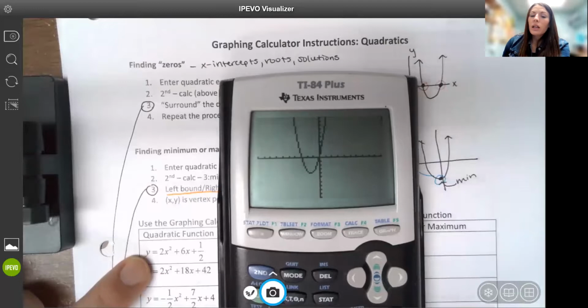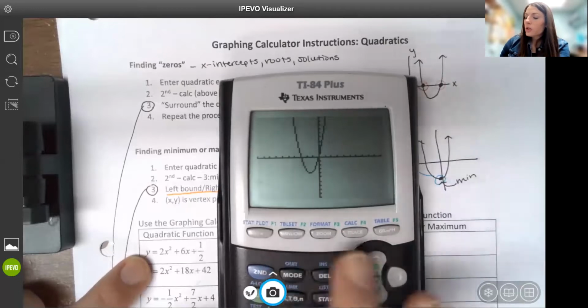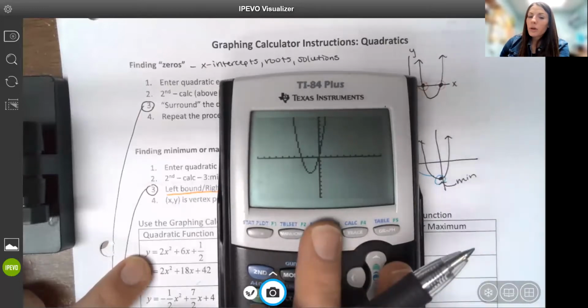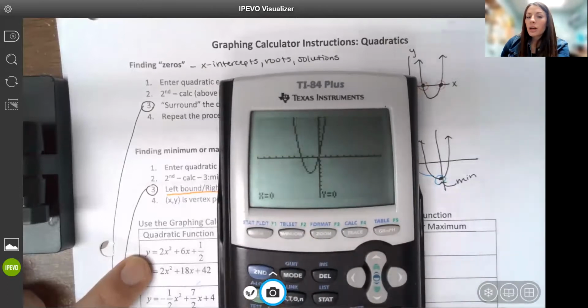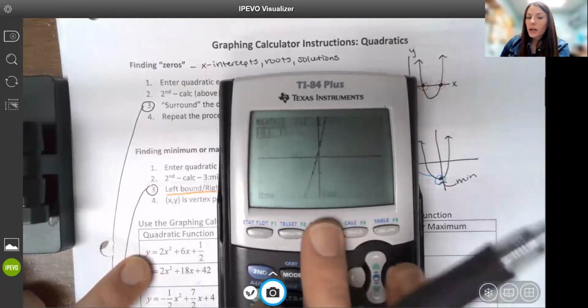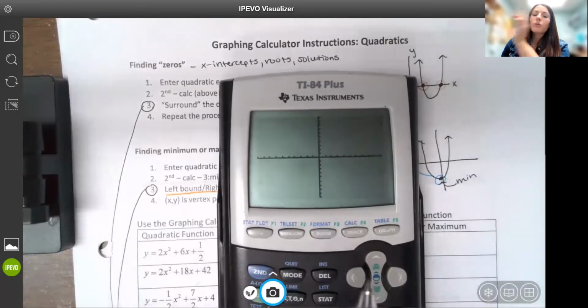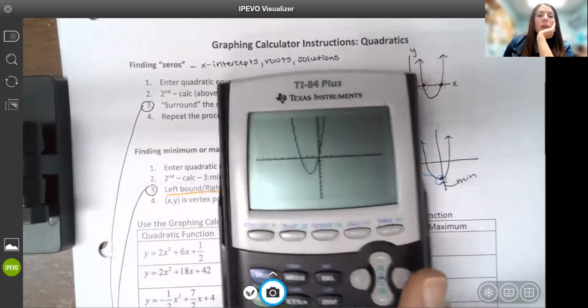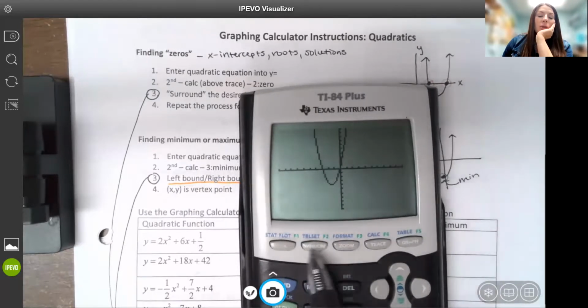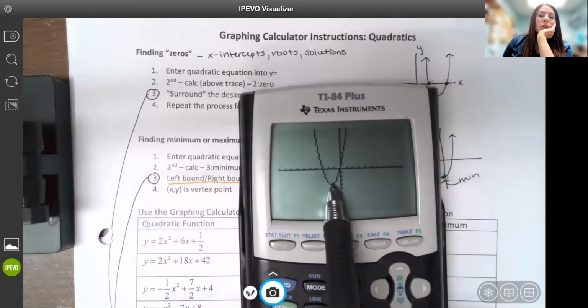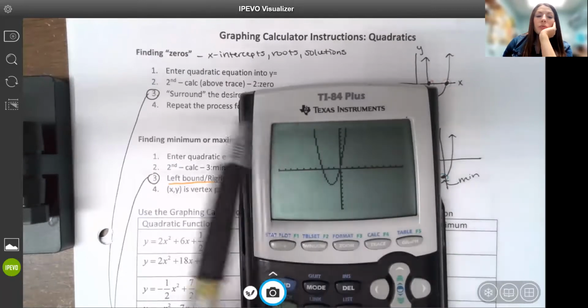There's my graph. Now, if I wanted to zoom in, just so that you know, I don't really need to here, but if I wanted to, and I hit zoom, and I hit option number 2 to zoom in, I then have to hit enter, and then it will zoom in. Okay, and same for zoom out. So I'm going to go back into Zoom, get my standard viewing window. Okay. So we may or may not need to adjust our zoom or our window a little bit to see our graph well, but I can see both my zeros and my vertex points on here.